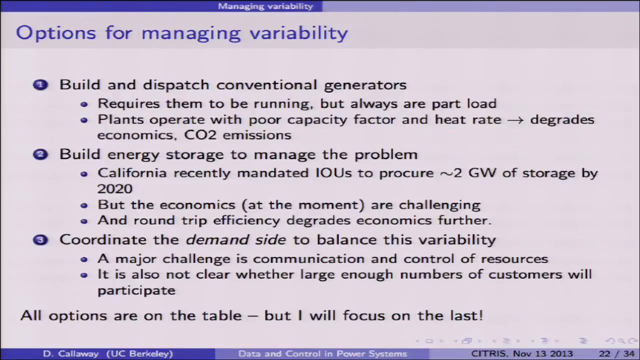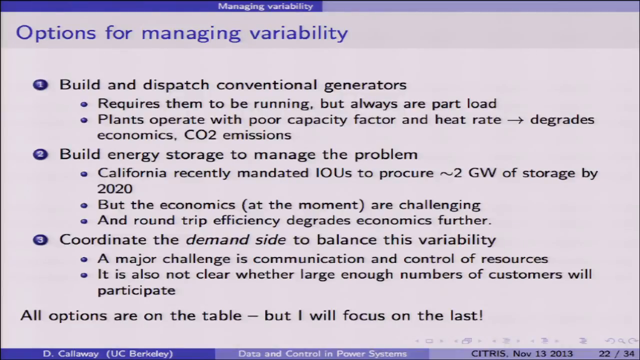So another solution, and in fact this is one that's being pursued, at least in a very coarse way, is to use storage to manage the problem. Some of you may have seen that the CPUC, under the leadership of graduate Carla Peterman, just approved a mandate to the investor-owned utilities to procure about 2 gigawatts of storage by 2020. The justification is largely that you can use it for balancing renewables. But I think that most people would agree that at least today the economics of storage are very challenging to make a case for.